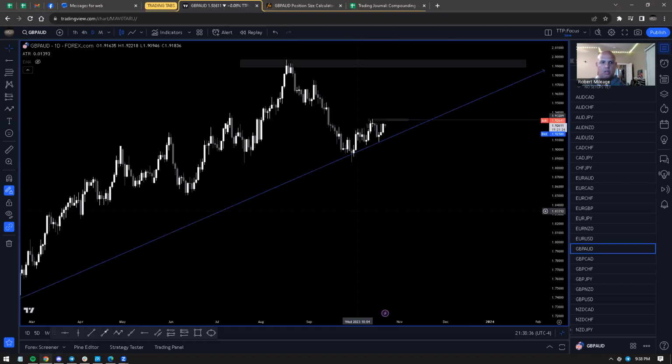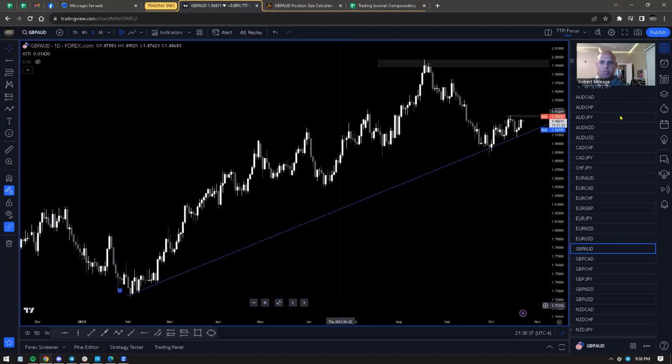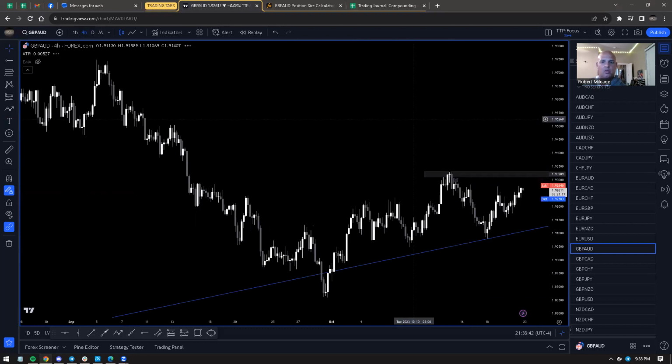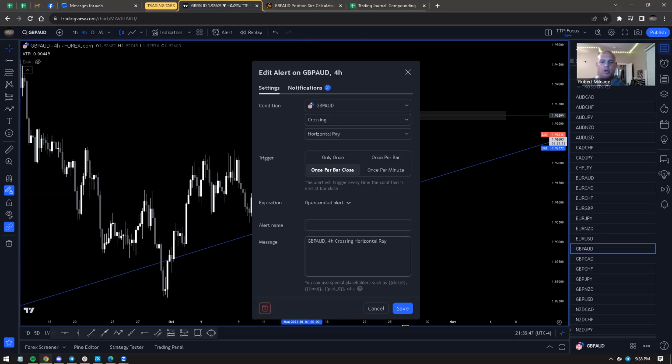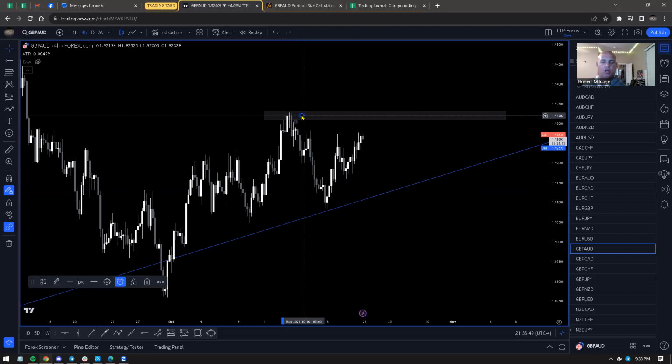GBPAUD, daily, going up, up and up. We've already respected this line here. Waiting for, please be set, right? Yeah, once per bar close. Okay, cool. So I'm waiting for a close above this area here. I'm actually going to move it up.